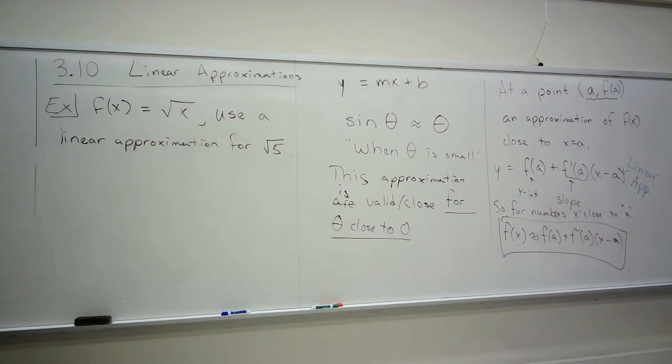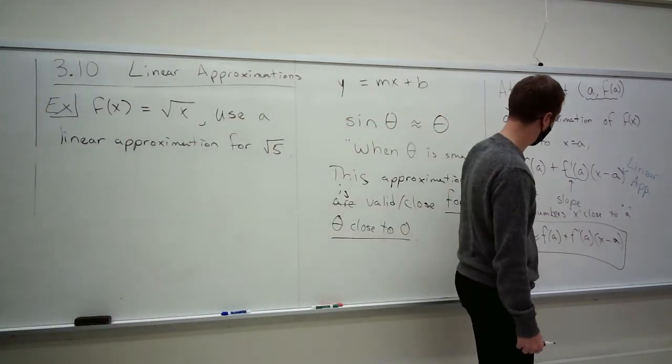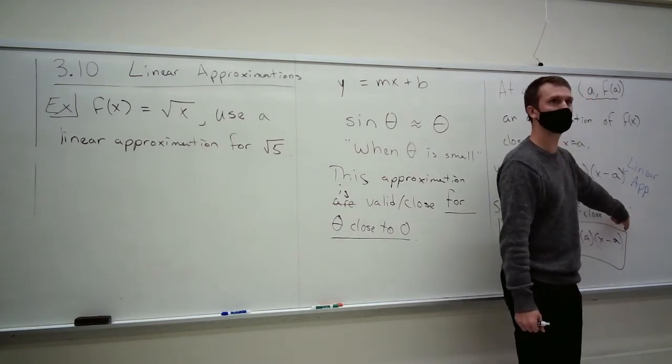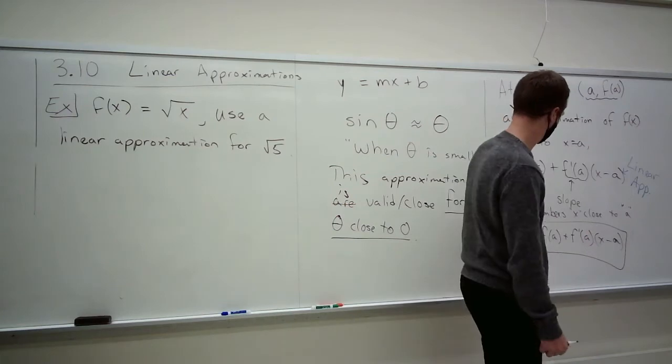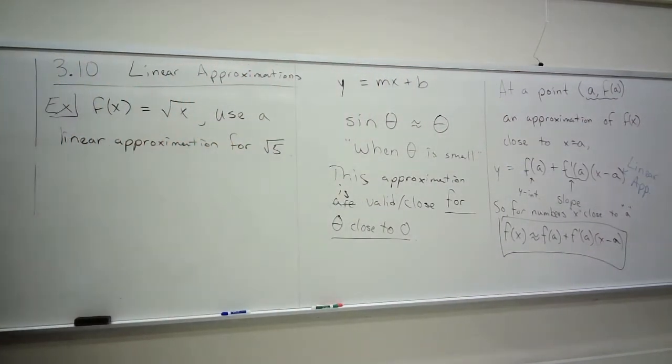But 5 is pretty close to 4. Right? It's kind of close. It's one away. So in this approximation, 5 is pretty close to 4. So maybe I can use the square root of 4 and the derivative of this guy to find out some information about the square root of 5. We'll see how close this thing gets us. Okay? So first we're going to construct that linear approximator.